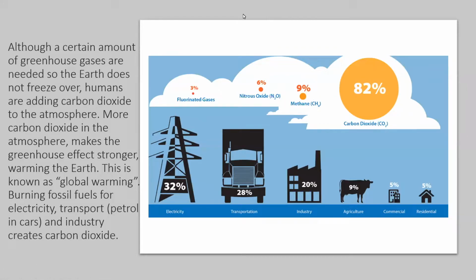We've also got methane, 9%, nitrous oxides and fluorinated gases. These are smaller players. Carbon dioxide is the main one. So how are we doing this in general?